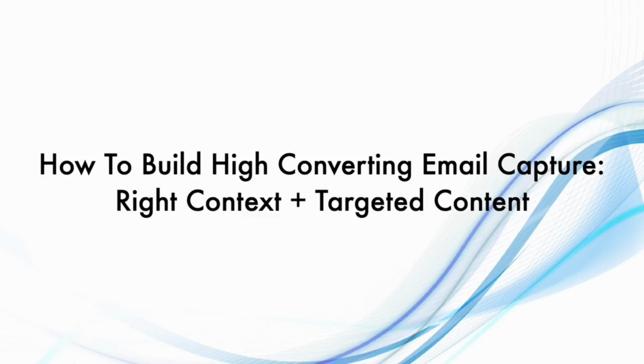Now let's see how to build a high converting email capture. This is the formula. Right context plus targeted content equals a high converting email capture. Right context in the sense that if a person is reading the article and you push a pop-up in front of his face, he might get annoyed. That is not right context. But if you have a banner or within the content you suggest a person to download this free checklist, and the person clicks on it and then a pop-up comes up, that is more contextual.